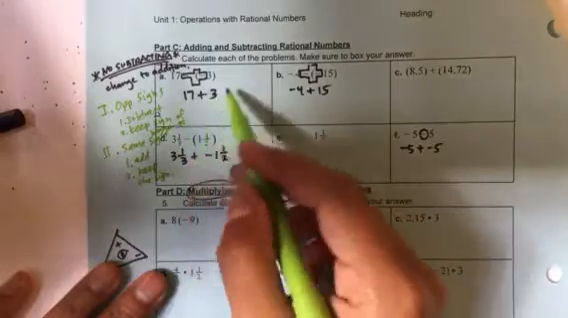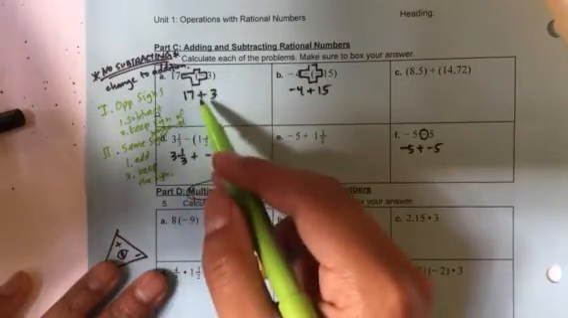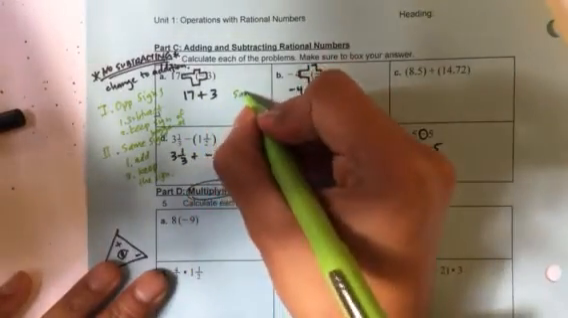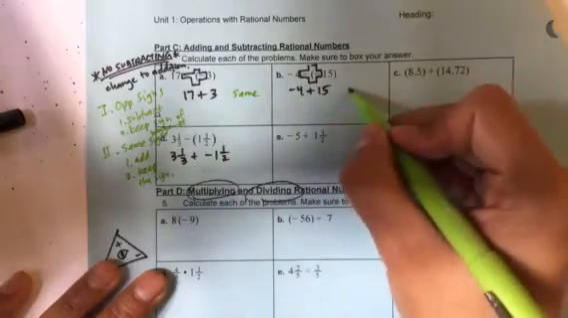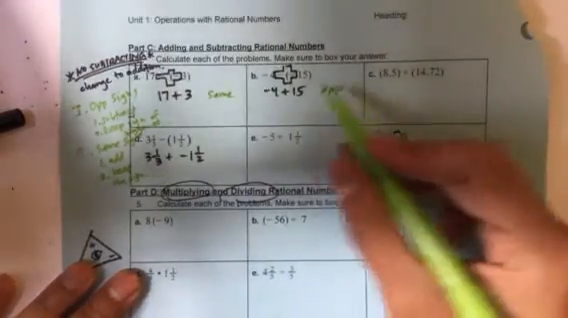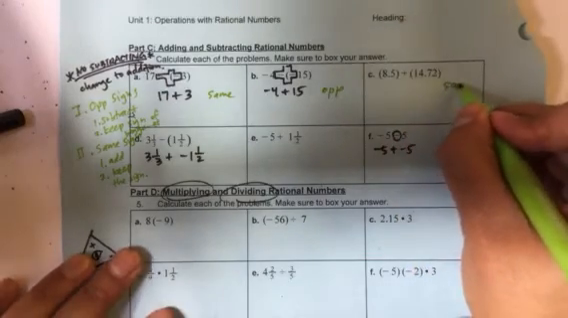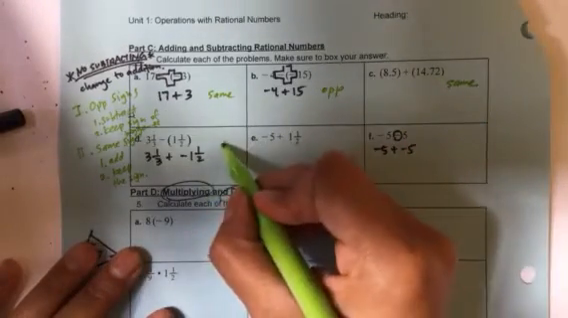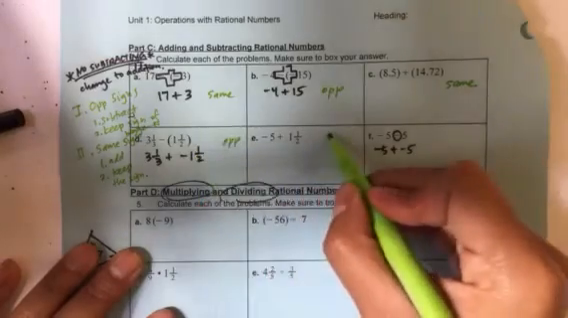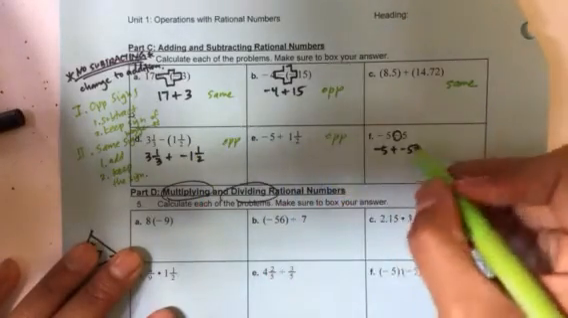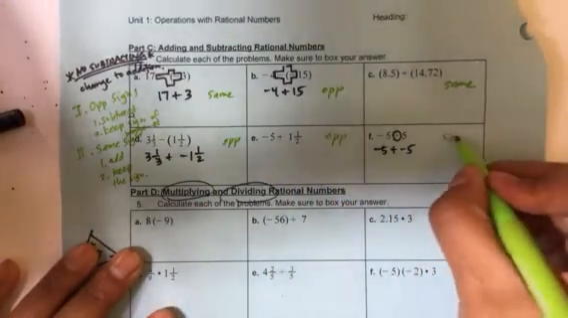So here, is this opposite sign or same sign? Well, they're both positive, so this is same. This one will be opposite signs because there's a negative and a positive. This one's 2 positive, so this is the same. This is opposite, negative and a positive, and this is 2 negative, so this is the same.